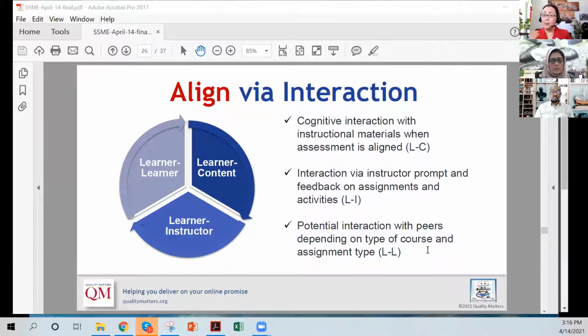And then depending on the nature of the course, you want to engage students, and you want to provide opportunities for interaction between and among students, if appropriate. Okay, you are the faculty, you know when student-to-student interaction is most appropriate and helpful.